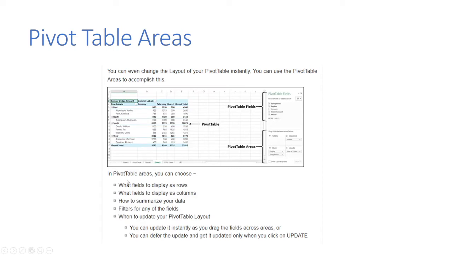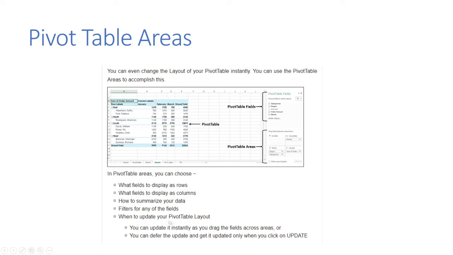Pivot table areas. You can even change the layout of your pivot table instantly. You can use the pivot table areas to accomplish this. In the pivot table areas, you can choose what fields to display as rows, what fields to display as columns, how to summarize your data, and filters for any of the fields. So these are the filters.